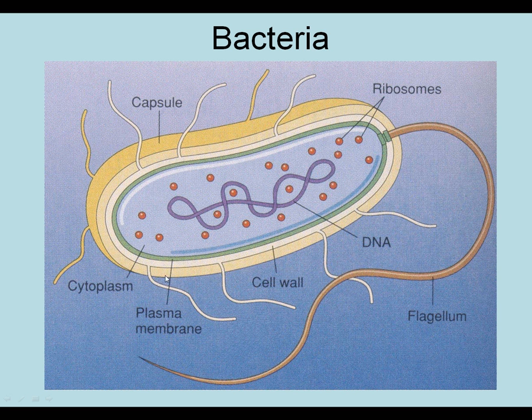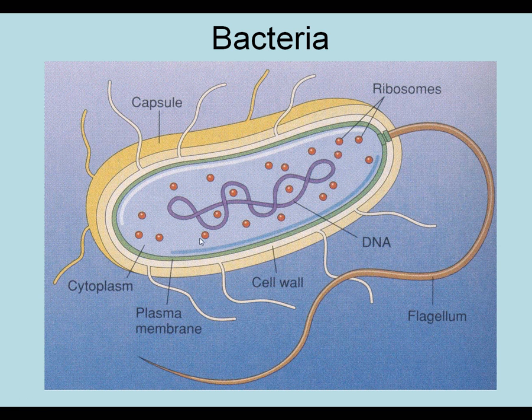Then there's the plasma membrane, this green layer. The plasma membrane is just a thin layer that controls what moves in and out of the cell, especially things like water and ions, like salts. So the plasma membrane is kind of the gatekeeper. It controls what's moving in and out.